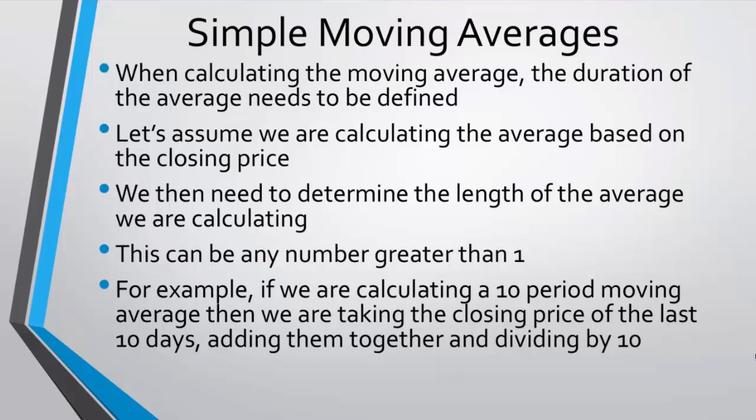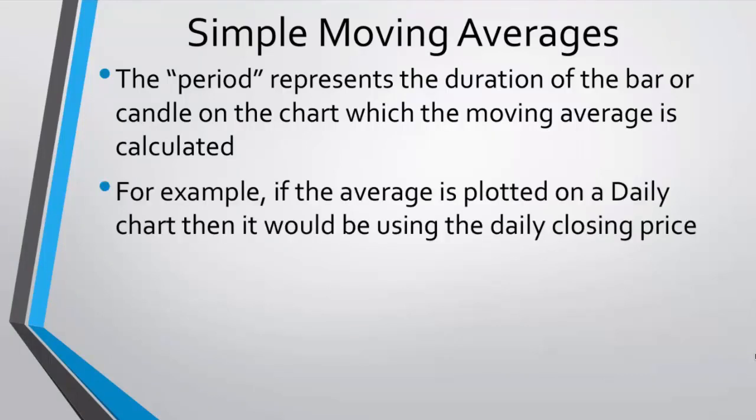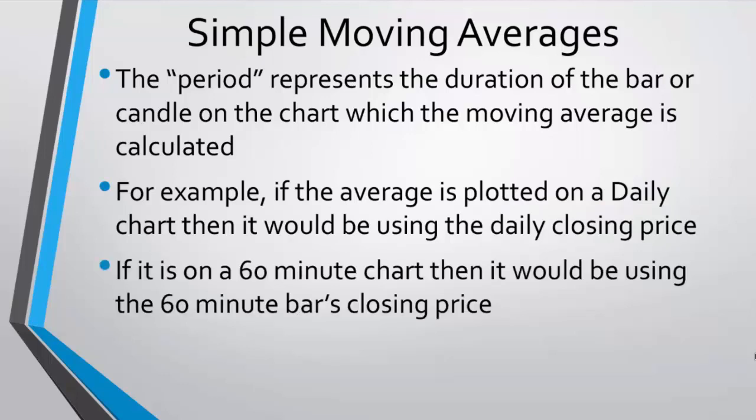It's pretty simple stuff. The period represents the duration of the bar or candle on the chart on which the moving average is calculated. For example, if the average is plotted on a daily chart, then it would be using the daily closing price. If it's on a 60-minute chart, then it would be using the 60-minute bar's closing price. It's a common mistake, actually. People will say, I have the 10-day moving average on the hourly chart. Unless you preset it that way, it most likely isn't that. It's the 10-period moving average on the hourly chart. In other words, 10 hourly closes or 10 hourly highs or whatever input you're using.